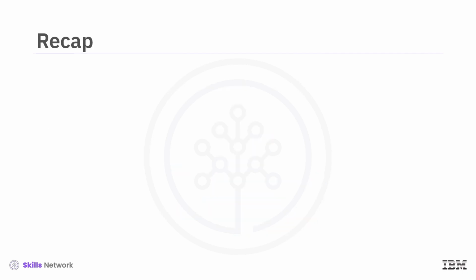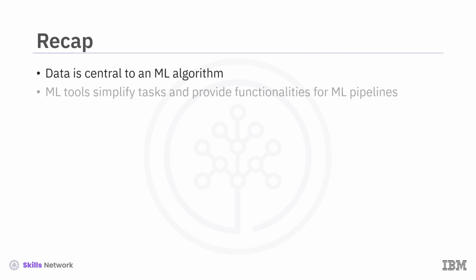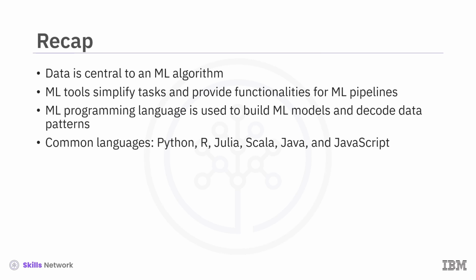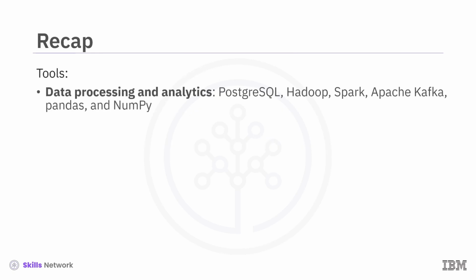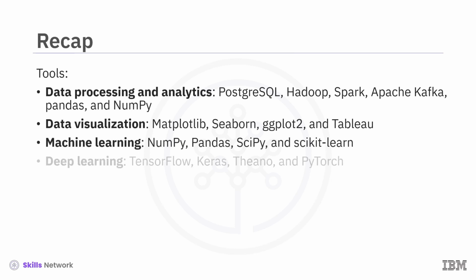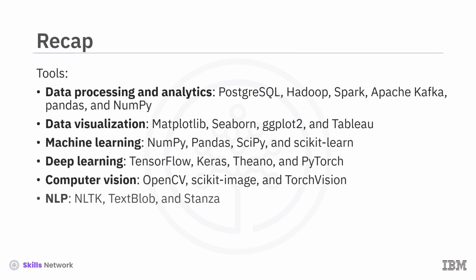In this video, you learned that data is central to every machine learning algorithm. Machine learning tools simplify complex tasks and provide functionalities for machine learning pipelines. A machine learning programming language is used to build machine learning models and decode data patterns. Some commonly used languages are Python, R, Julia, Scala, Java, and JavaScript. Finally, you explored the tools used for data processing and analytics, data visualization, machine learning, deep learning, computer vision, NLP, and AI.